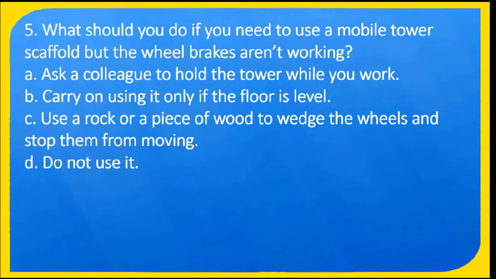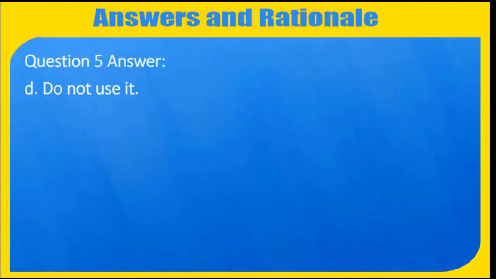Question 5. What should you do if you need to use a mobile tower scaffold but the wheel brakes aren't working? A. Ask a colleague to hold the tower while you work. B. Carry on using it only if the floor is level. C. Use a rock or a piece of wood to wedge the wheels and stop them from moving. D. Do not use it. Question 5. Answer: D. Do not use it.